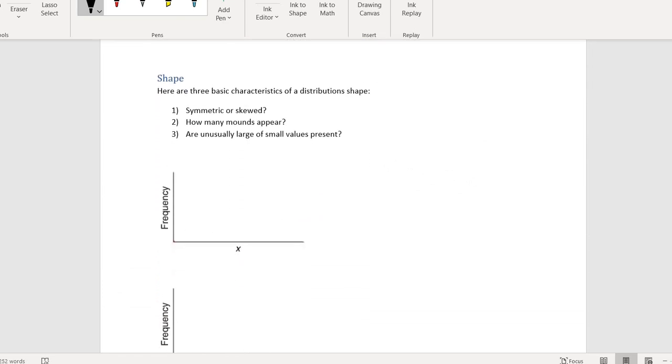So when we're talking about the shape of a histogram, there's 3 things that we want to know. Is it symmetric or skewed? How many mounds appear? And do we have any unusually small or large values present? So one example is, let's say that we have a graph that looks something like this, our histogram.